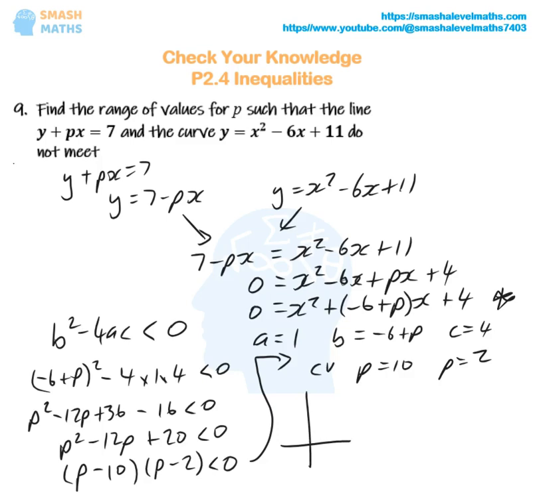A little bit of a sketch. It's doing that. There's my 2, there's my 10. I want to be less than 0, so I'm going to need the bit in there underneath the curve. So we now know that p has got to be between 2 and 10, and there we go. There's our values where we won't have that line meeting the curve.